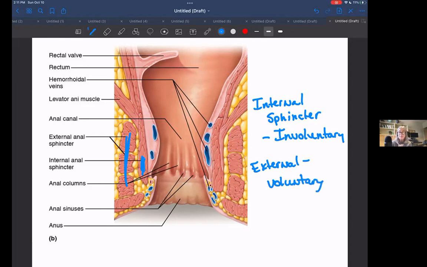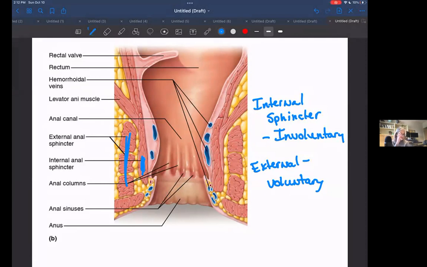Now initially, that internal sphincter will open up and then it will relax. And then you're like, oh, I guess I don't have to go to the bathroom anymore. And then it will do it again, right? So it'll keep doing it until you eventually defecate. So you can't just not defecate at all, because it's going to keep bothering you until it becomes inevitable that it's going to happen.